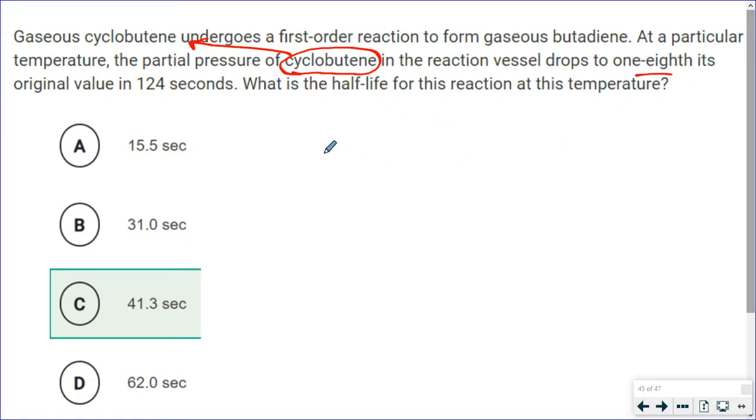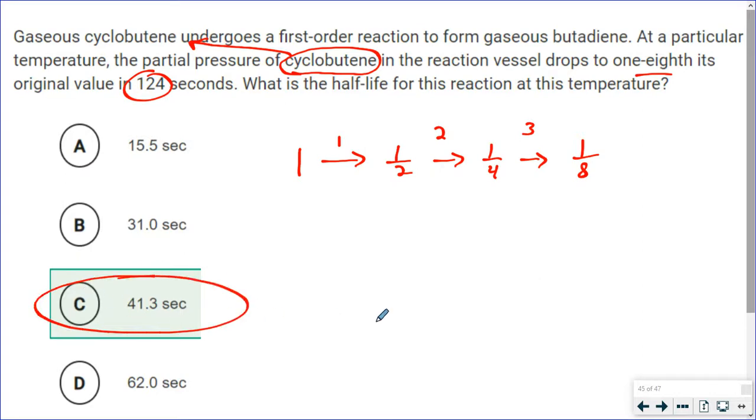How do we get to 1/8? Well, if we have 1, the first half-life occurs, and now we have 1/2 of our sample, and then the second half-life occurs, and we have 1/4 of our sample, and the third half-life occurs, and we get 1/4 cut in half, which would be 1/8. So this is 3 half-lives again. 124 divided by 3 would give me the length of 1 half-life, and it's C.